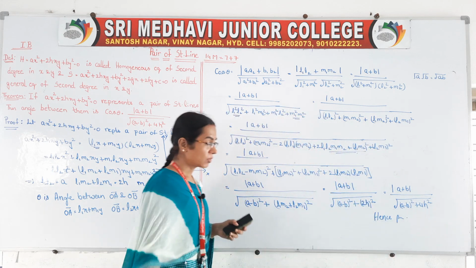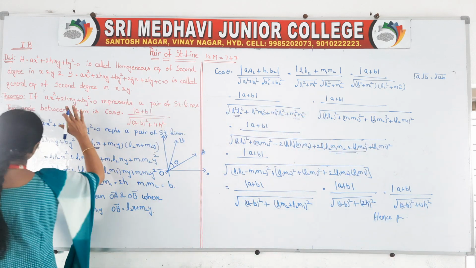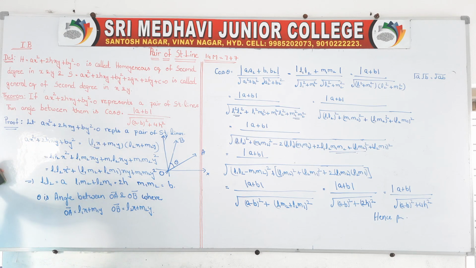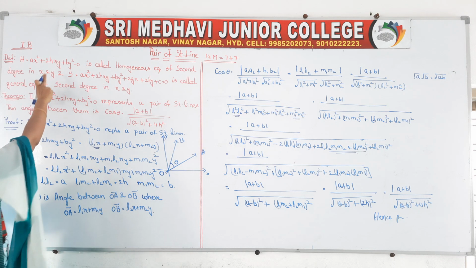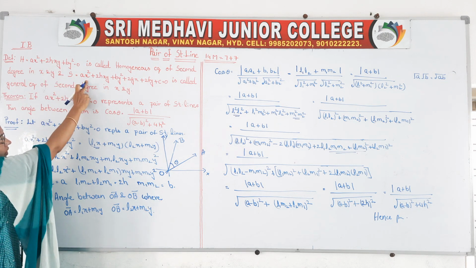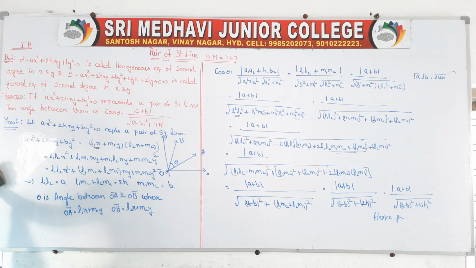Okay, so come on girls, how we have to take? So this is the first theorem in your pair of straight lines. First I have given two definitions. One is homogeneous equation and second one is general equation of second degree. The first one is also a homogeneous equation of second degree. The highest power of x and y is 2, so it is a second degree equation. These two can be written as pair of two lines, right? Here the lines pass through the origin, here the lines do not pass through the origin.